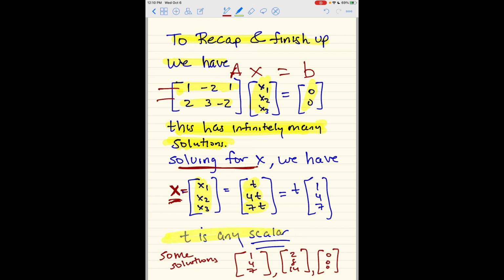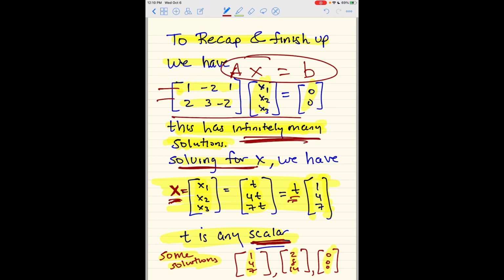You can also write it as a scalar by factoring out that t. t times 1, 4, 7. Some of our solutions, depending on what you make t: if t is 1, you get 1, 4, 7. If t is 2, you get 2, 8, 14. If t is 0, you get 0, 0, 0. So solving for x, you have infinitely many solutions. Please take a look at this representation for x, and don't forget everything that I say about these specific terms. I'm going to try really hard to rewrap them, but scalar is one of the words. Infinitely many. We're going to be solving for x. Know how to write it.